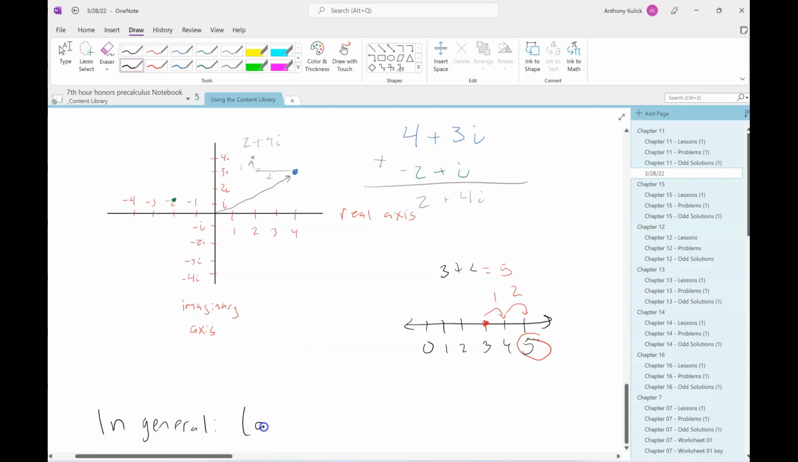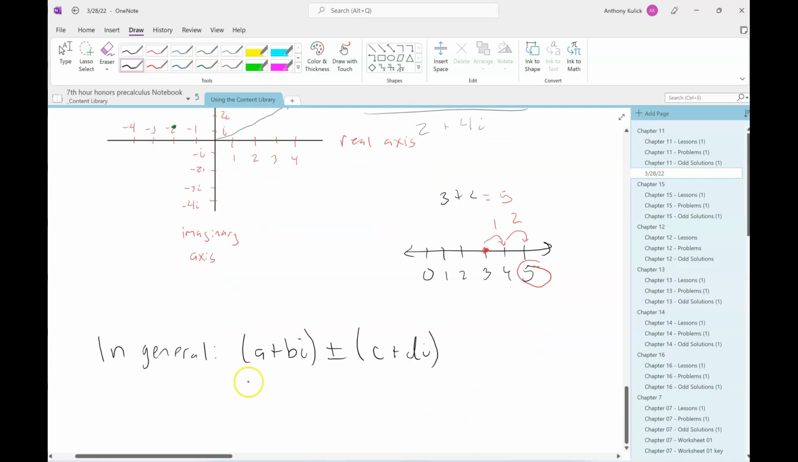So in general, if I want to do either addition or subtraction of two complex numbers, we're just going to combine the real parts together and then the imaginary parts together, and it's that easy. You know what I mean? Let's do a concrete example here for a moment just to make sure we all got it. Sound good to you guys? Okay.